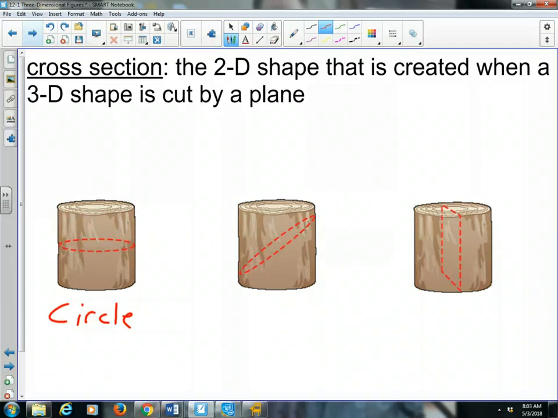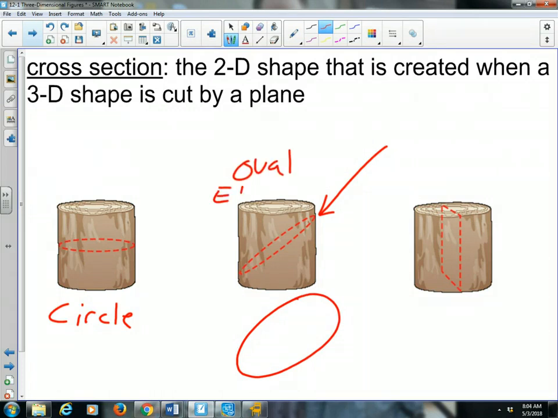If you took your axe and you cut it along a diagonal like this, you wouldn't see a circle, but rather you would see an oval, right? So this one would be an oval, or sometimes, as a more math word, we would call it an ellipse. And then this one, if the lumberjack were to slice it with his axe right down the middle, this figure would be a rectangle. The cross section would be a rectangle.